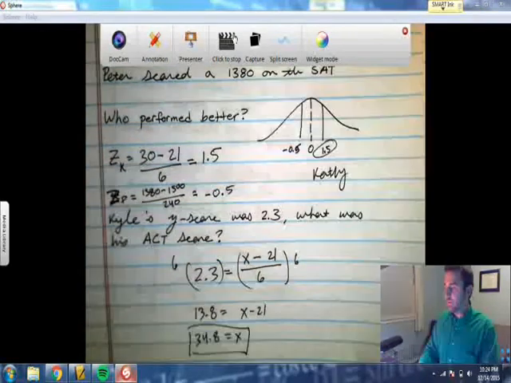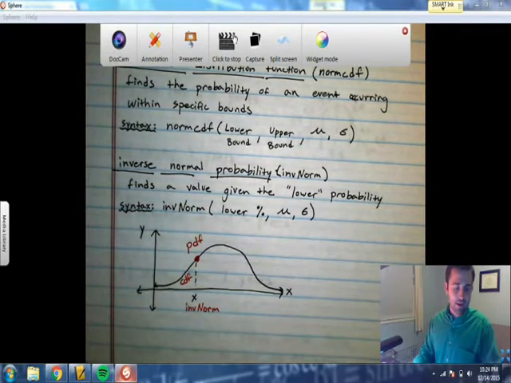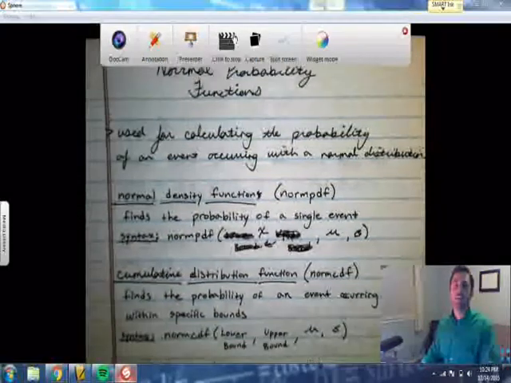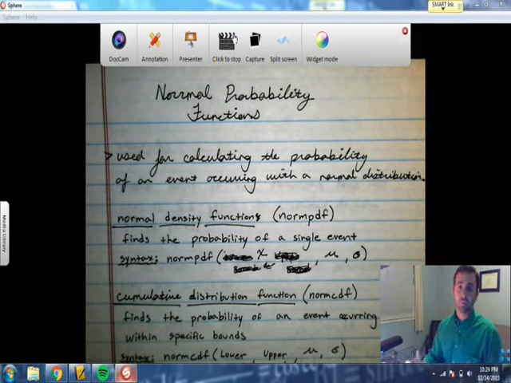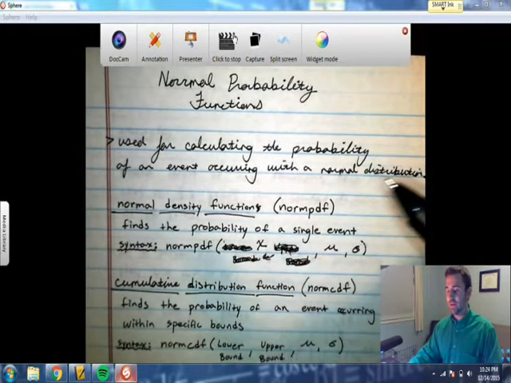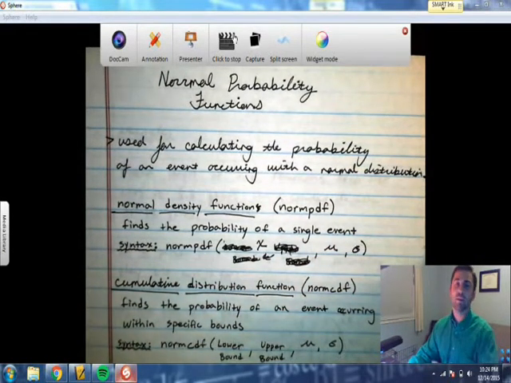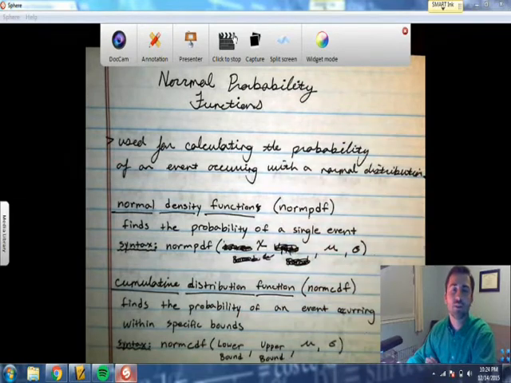So z-scores help us to compare different data sets, but what happens when we want to calculate the probability of an event occurring within a normal distribution or within a specific data set? We have different probability distribution functions. The first is the normal density function, which finds the probability of a single event occurring.